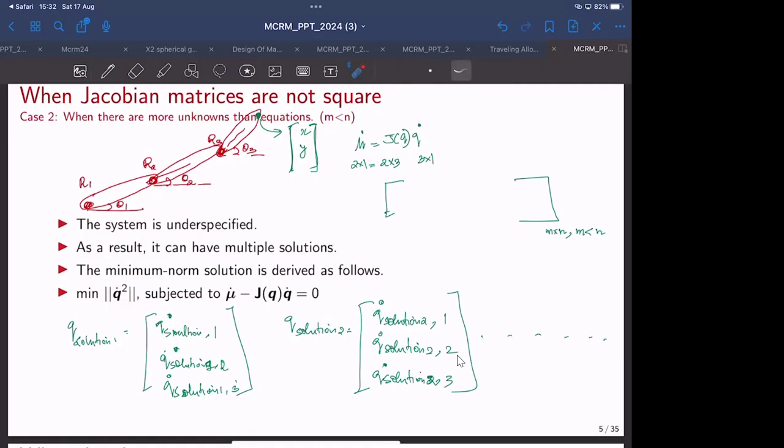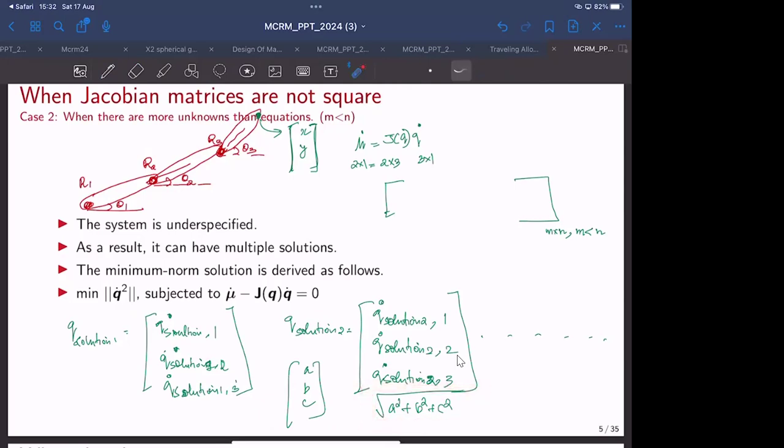The norm of a vector is nothing but, if you have a vector Q dot, the square root of Q dot transpose Q dot. That is the norm of that vector. For example, if you have a vector A, B, C, the norm of that vector is the square root of A square plus B square plus C square. So out of all the solutions, you will select the solution that has the minimal norm.